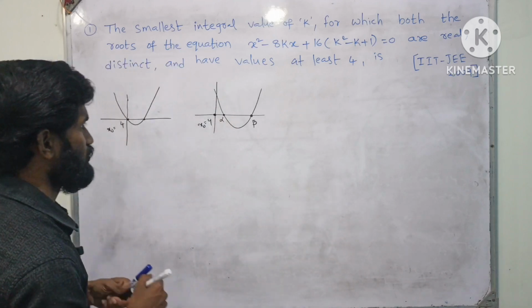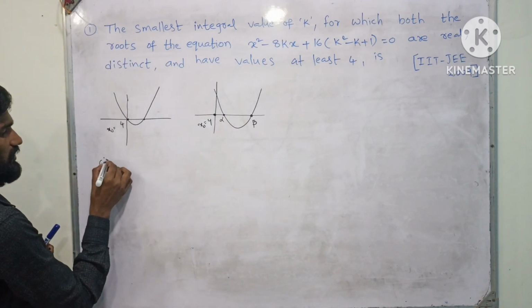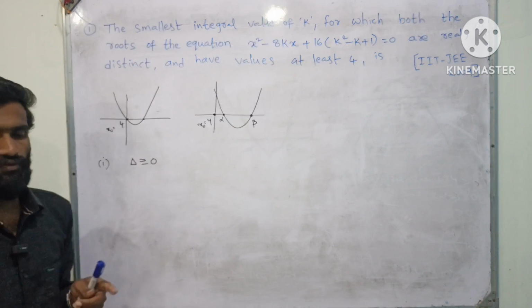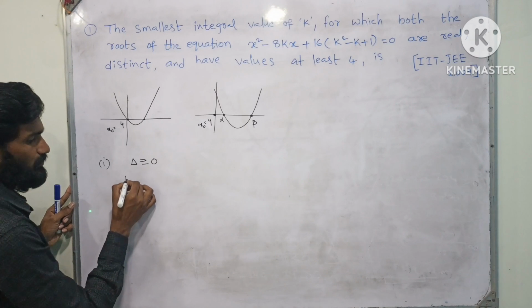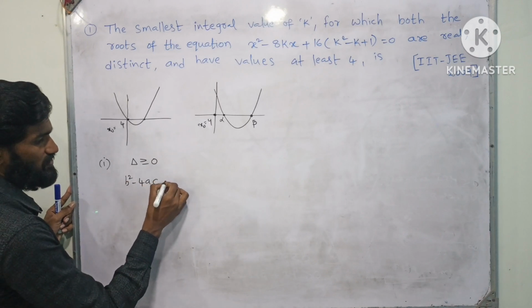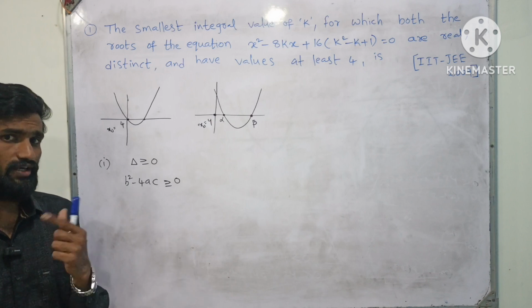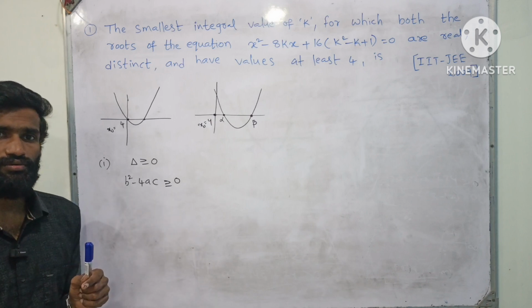What is the first condition in that? The first condition is discriminant greater than or equal to 0. What is the discriminant? We already know b square minus 4ac is greater than or equal to 0. Why have we taken greater than or equal to 0 here?